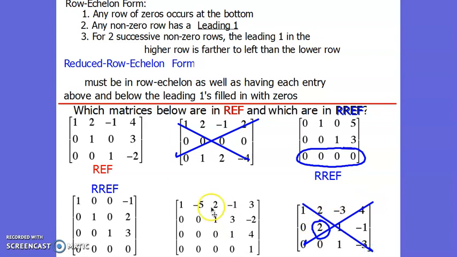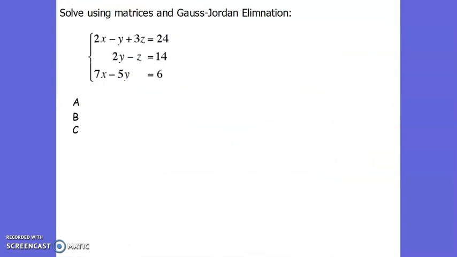Which one do you think this bottom one is? Take a good look at it. We've got our 1s as far left as we can go. We've got zeros below those 1s. But notice the numbers above them, which means this, at best, is a row echelon form matrix. Well, we can take advantage of that.